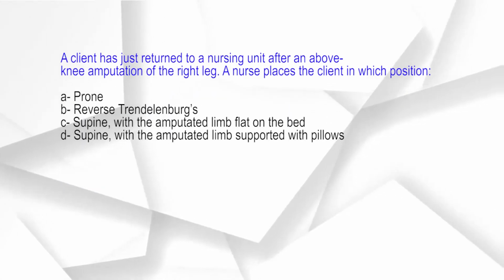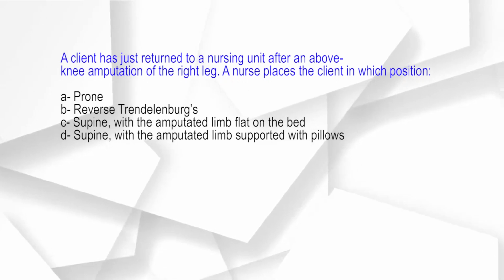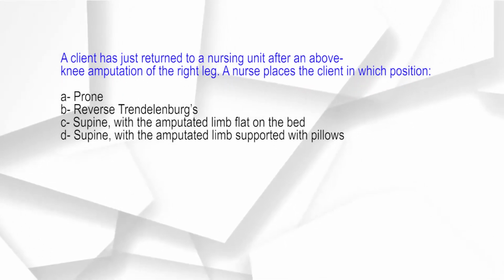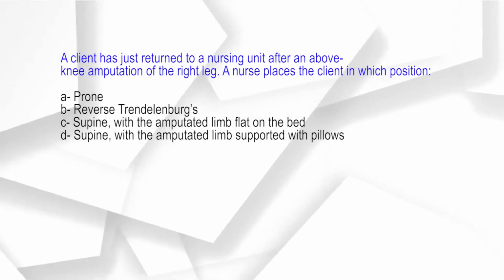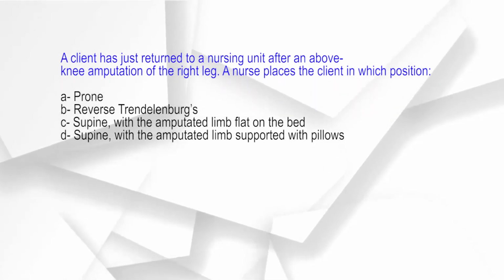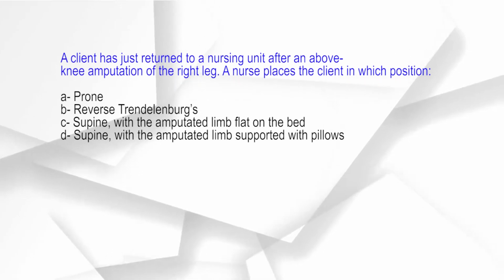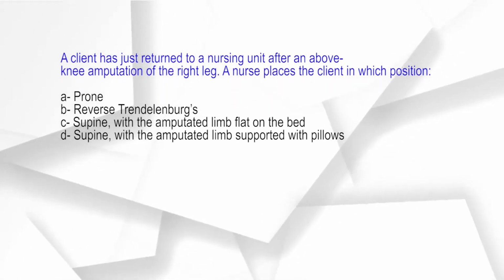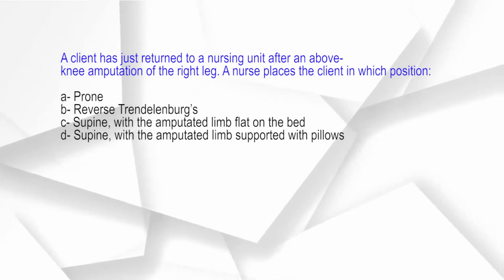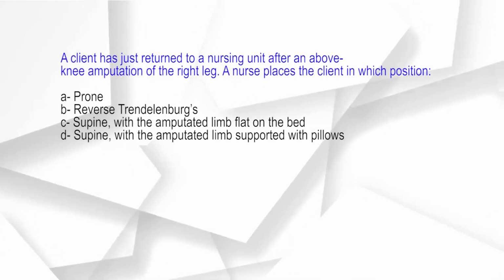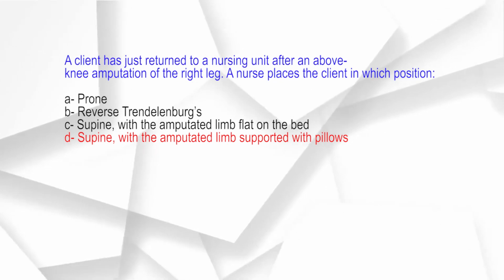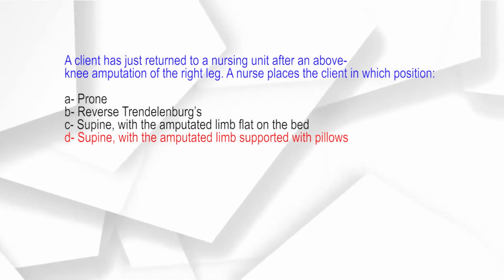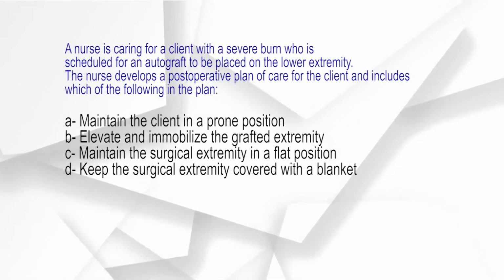Guys, here is the next question. A client has just returned to a nursing unit after an above-knee amputation of the right leg. A nurse places the client in which position? Answer: the options are A prone, B reverse Trendelenburg's, C supine, with the amputated limb flat on the bed, D supine, with the amputated limb supported with pillows, and the correct answer is option D, supine, with the amputated limb supported with pillows.